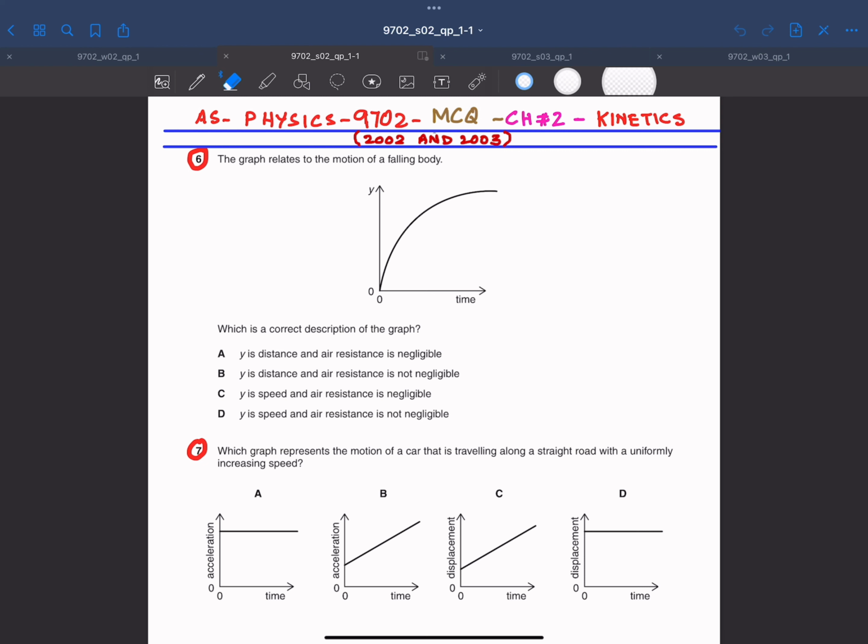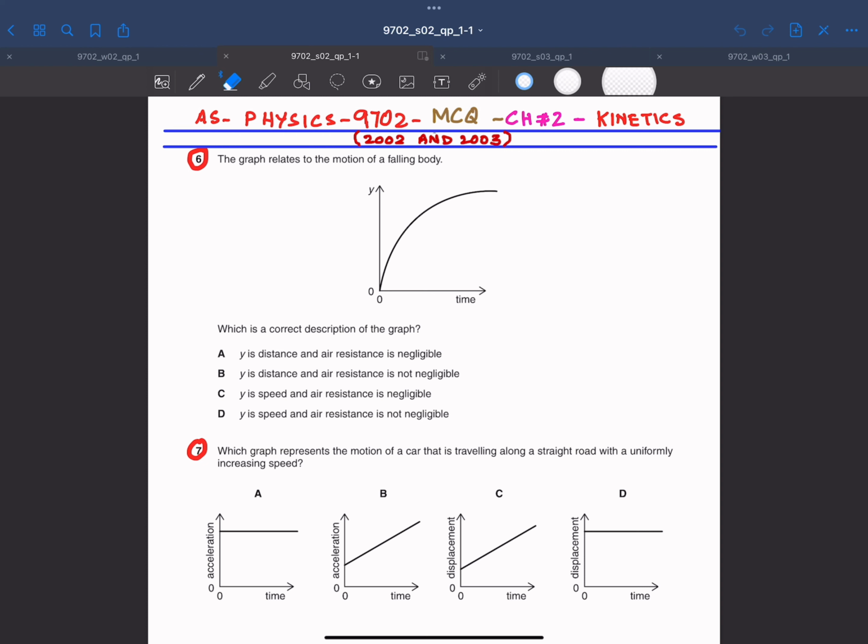Kinematics, 2002 and 2003 questions. Actually, these are complete papers, but I am just selecting questions from Kinematics, chapter number 2. And of course, slowly and gradually, we will solve these MCQs as well.